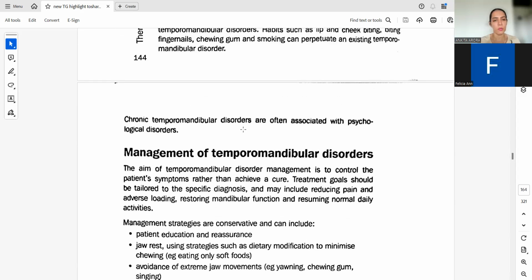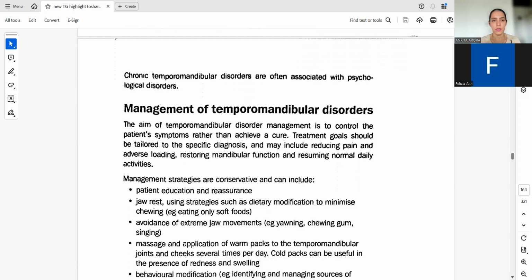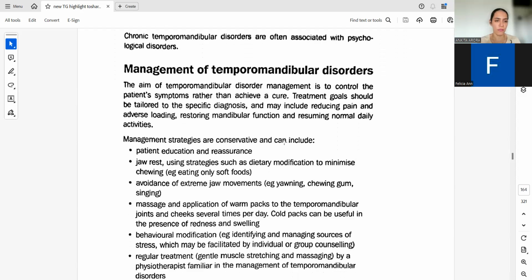And we have chronic temporomandibular disorders are often associated with psychological disorders. Management of TMDs, the aim of this temporomandibular disorder management is to control the patient's symptoms rather than achieve a cure. So cure is by treating the cause, which is the psychosocial disorder or a habit. That is the definitive cure. What the first aim would be here is to control the symptoms.